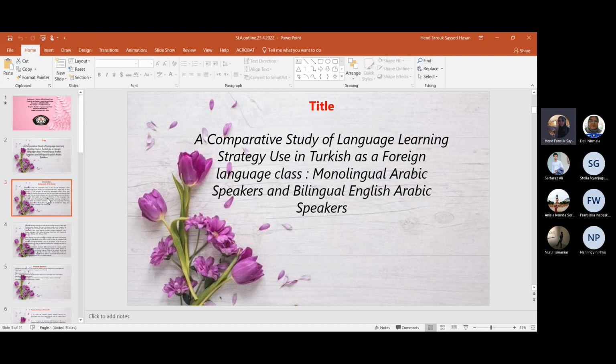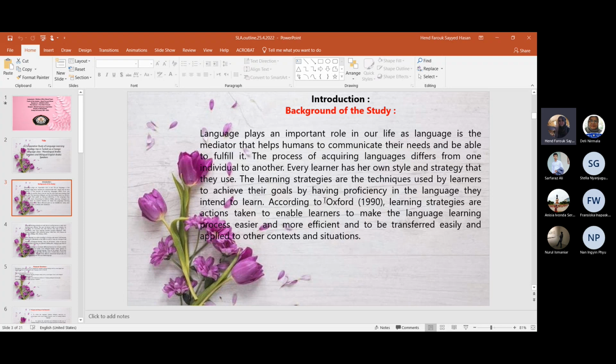So background of the study, I'm talking about language. Language plays an important role in our life as language is a mediator that helps humans to communicate their needs and be able to fulfill it. The process of acquiring languages differ from one individual to another. So we have the aspect of individual differences. Every learner has his or her own style and strategy that they use when learning something.